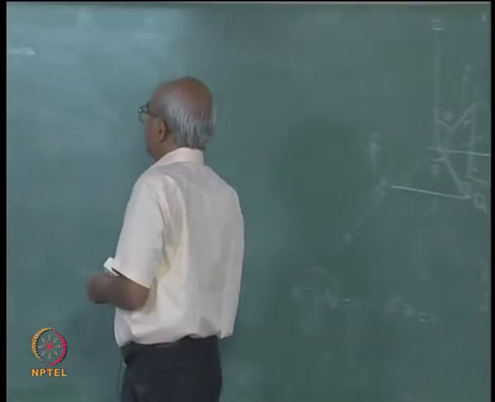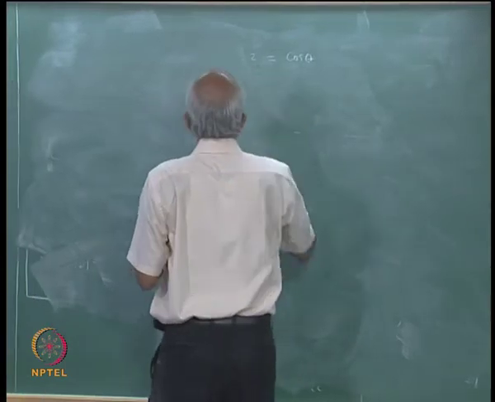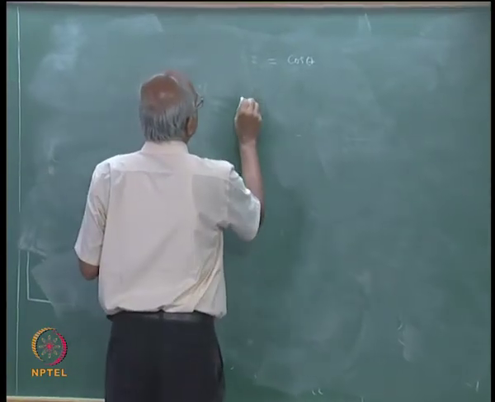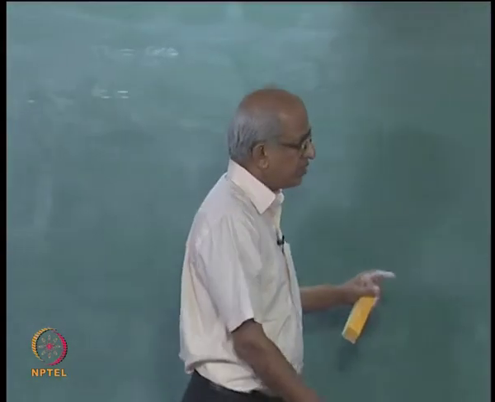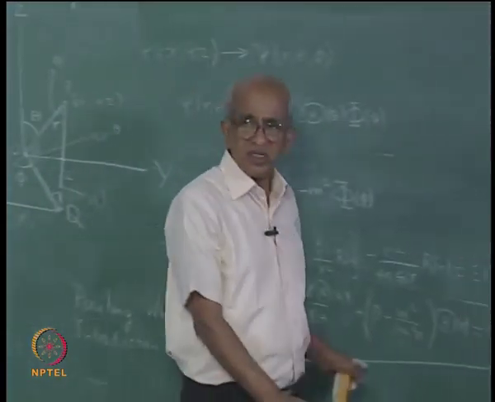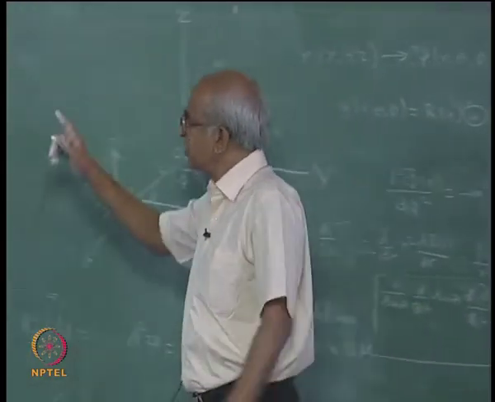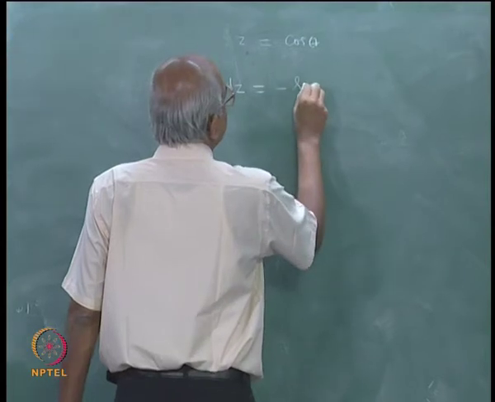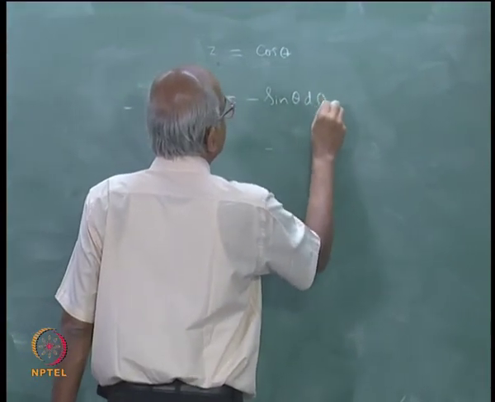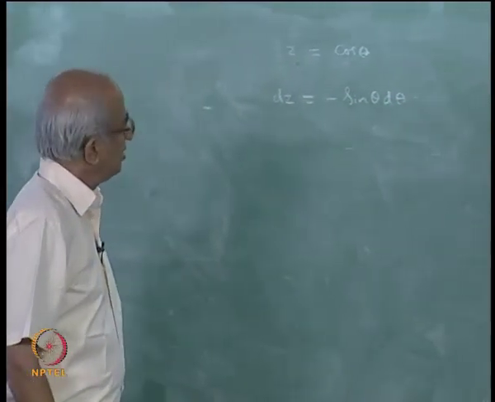So, if you have Z equal to cos theta, then naturally you will ask, what is dz? This equation I am going to express in terms of the new variable z, that is the aim. So, if I define z to be cos theta, then dz will be minus sin theta d theta.